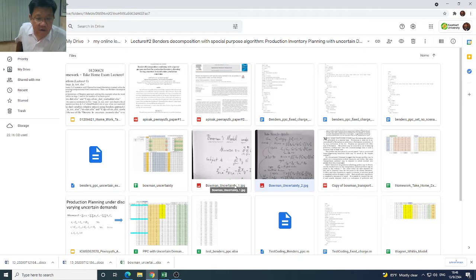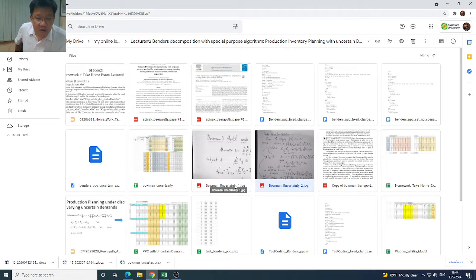So for the Bowman case, it becomes a huge project, the class project, for you to modify the MATLAB code that I have given you to solve this problem. You might use the example in the Excel as a benchmark to develop your code.